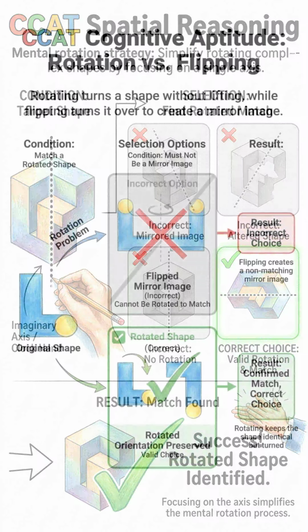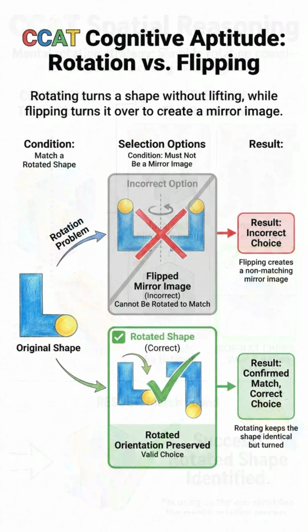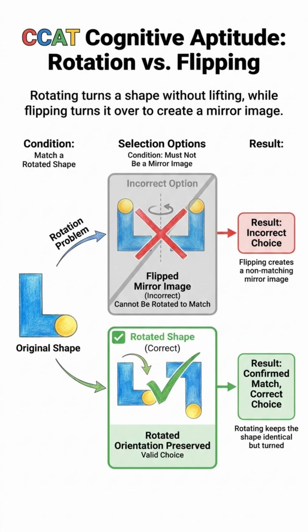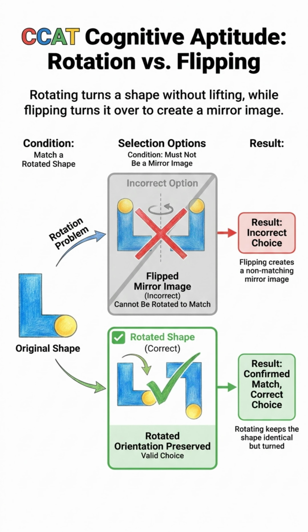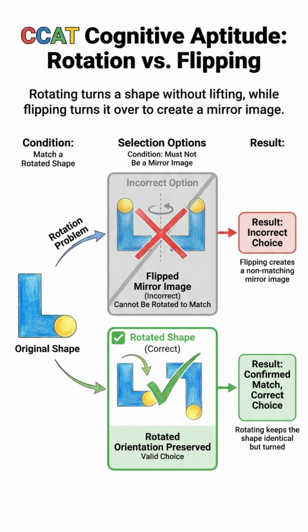When dealing with rotation, it is crucial to understand the difference between rotating a shape and flipping a shape. Rotating a shape means turning it in a circle without lifting it off the page, preserving its fundamental orientation. Flipping a shape is like turning over a pancake, which creates a mirror image that can never match the original no matter how much you rotate it. The CCAT will constantly try to trick you by offering mirror images disguised as rotated shapes. You must always confirm that the shape has only been turned, not flipped.